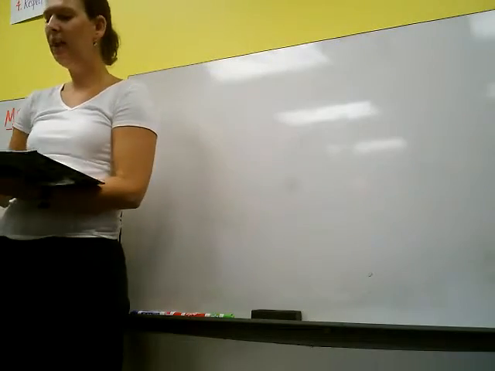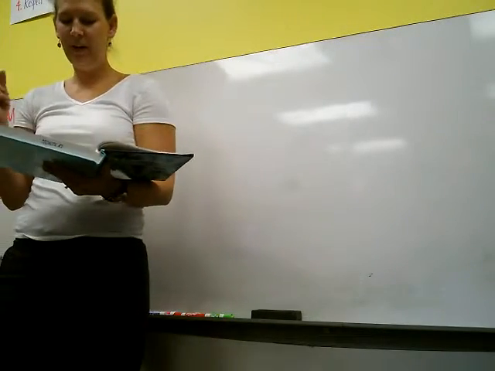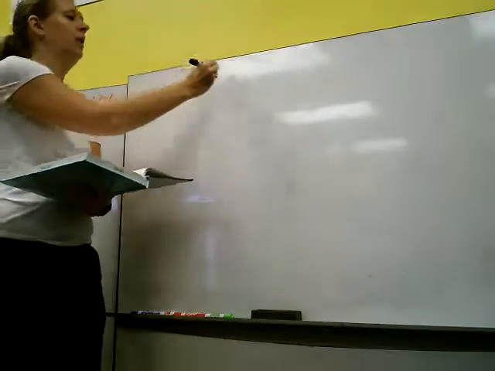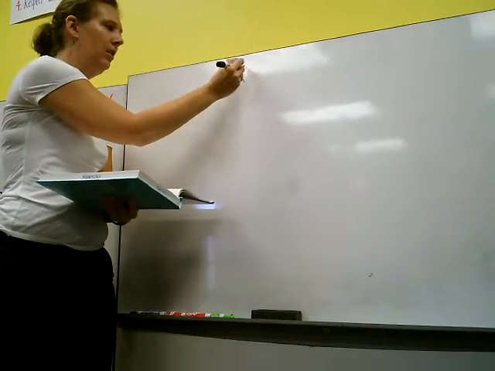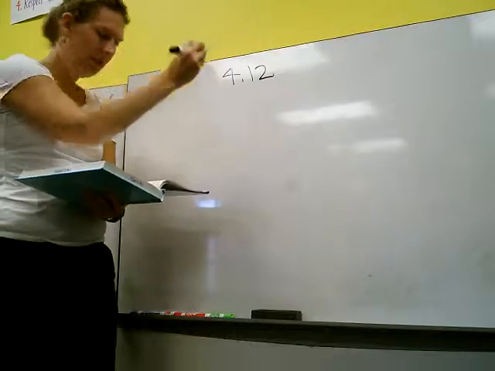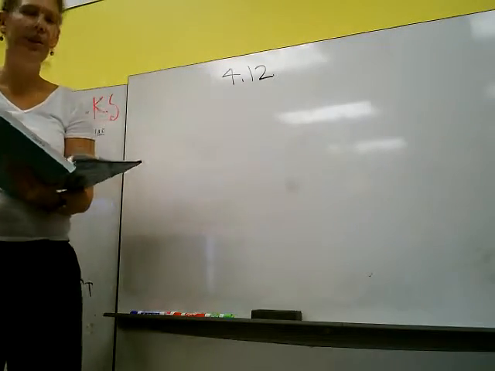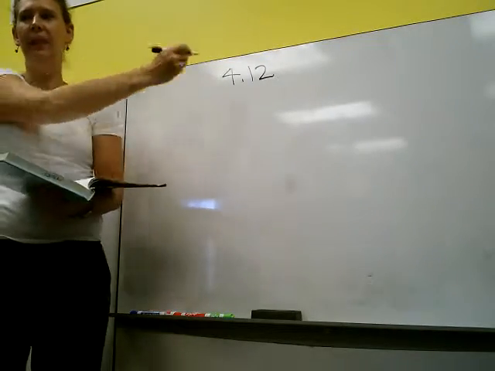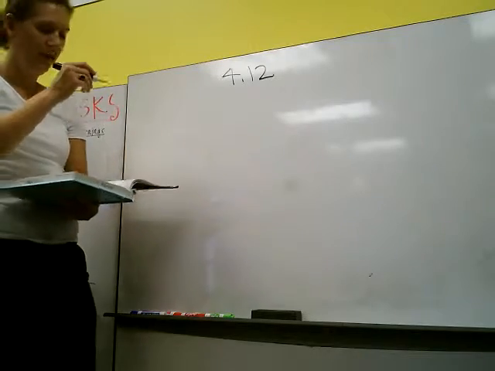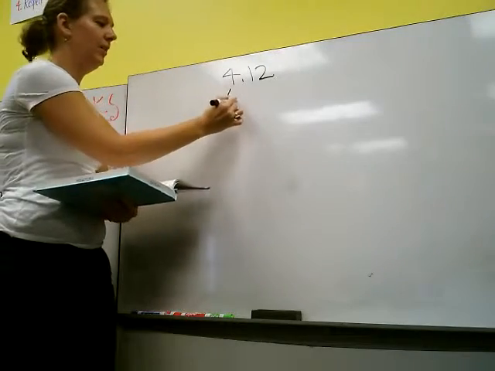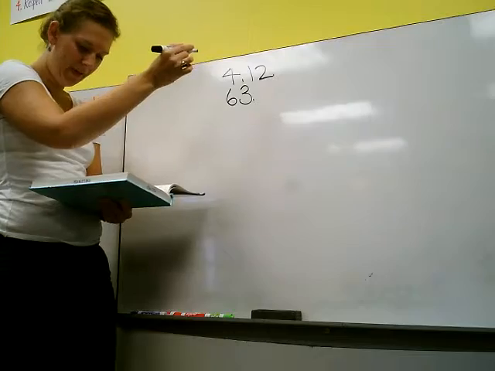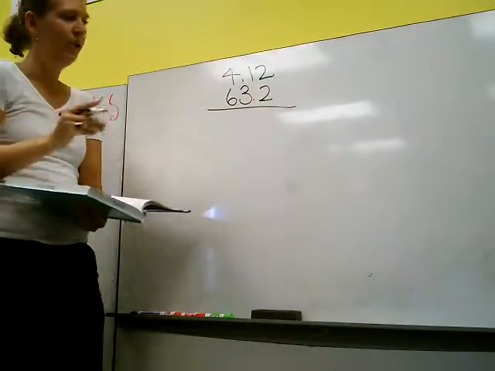Like I said, I think you guys have done this before, but we're going to review it just in case. So 4.12 times 63.2. Damon, I'm going to start with you today. 63.2, where do I need to put that? You don't have to line up your decimals. Good. So I can just put 63.2 really anywhere I want to, right?